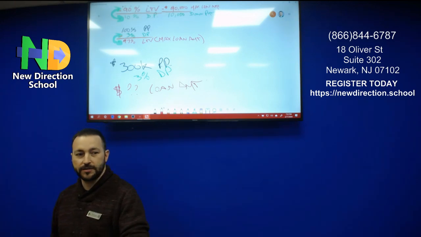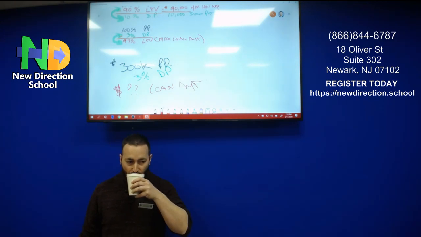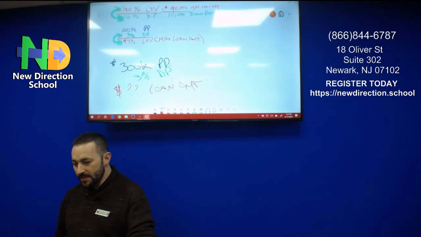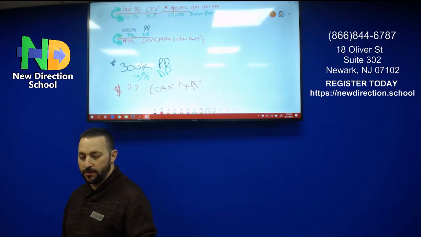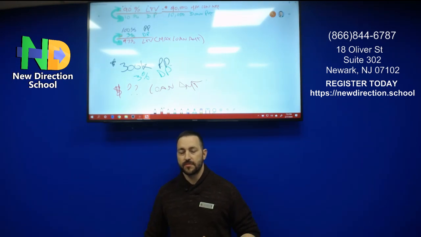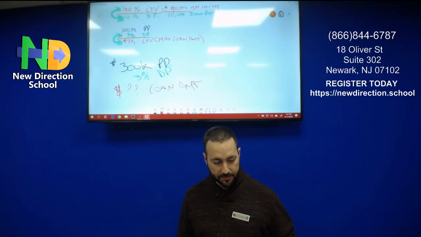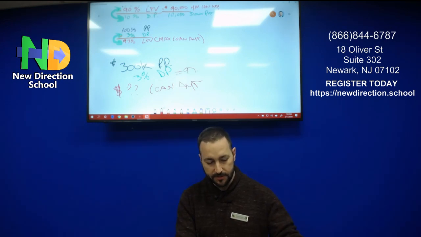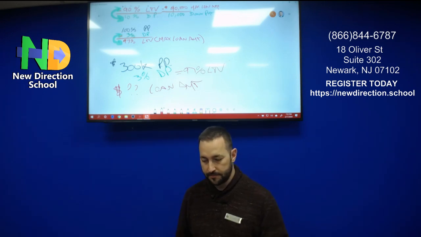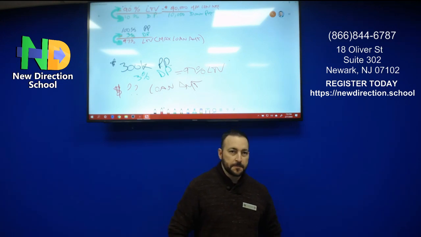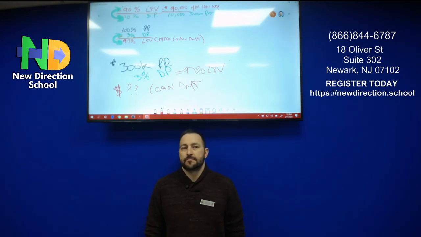What is 3% of 300,000? You don't need the 3% of 300,000. What you need to remember is that 3% equals $9,000, but the loan amount is 97%. So just say LTV: 300,000 minus 9,000. How much do you say? 291,000.